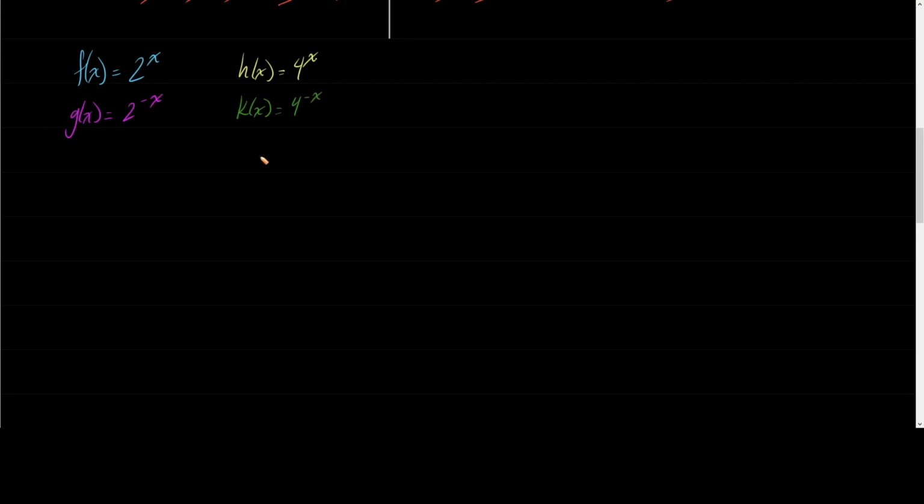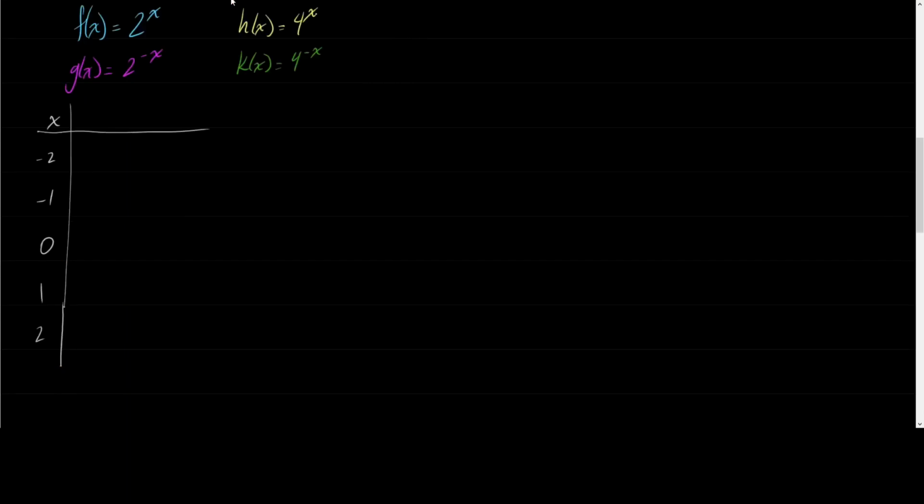All right. So I'm gonna graph every single one of these, so that we have a good idea. But before we do that, let's create a table of values. So we're gonna plug in the same values for all of them. So let's say that I'm gonna plug in -2, -1, 0, 1, and 2, just so we can create a table for all of these.